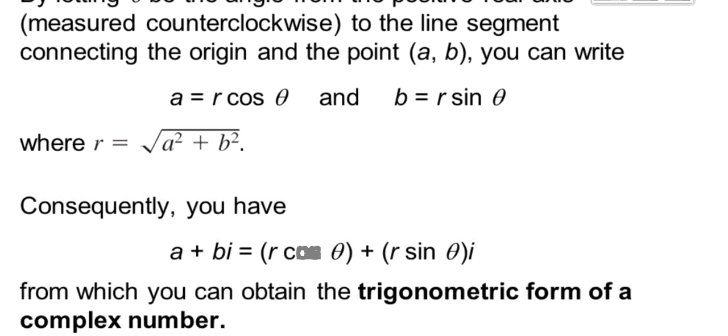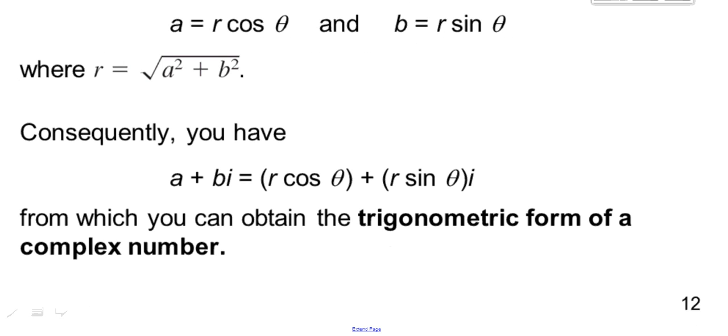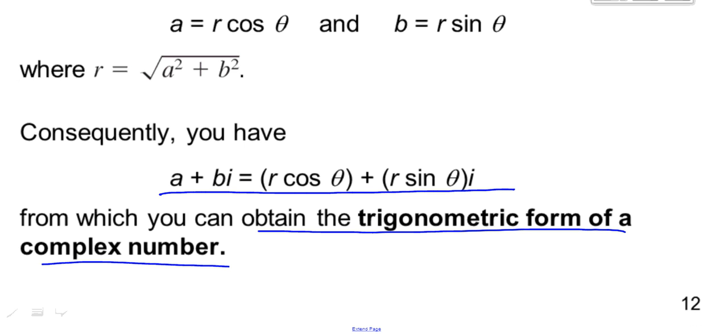a is r cosine theta, b is r sine theta. r is that radius of the circle, correct? So we're kind of used to that. And then here is the trigonometric form of a complex number. So this side is the trigonometric form of that complex number: r cosine theta plus r sine theta i. And you are going to want to know that.